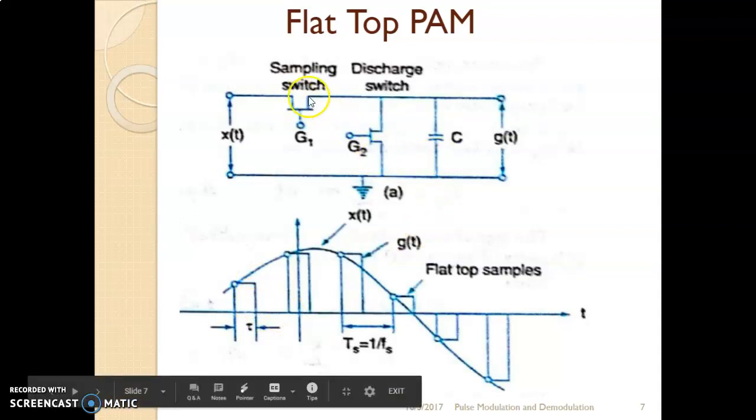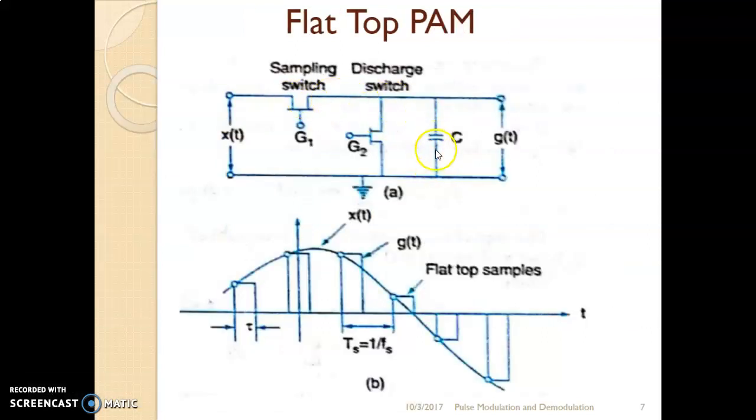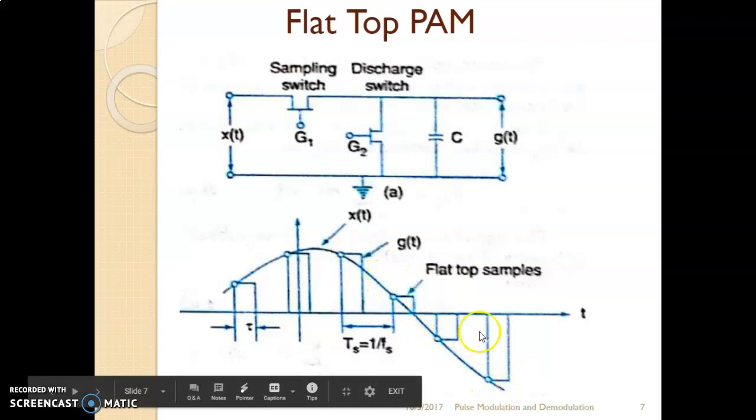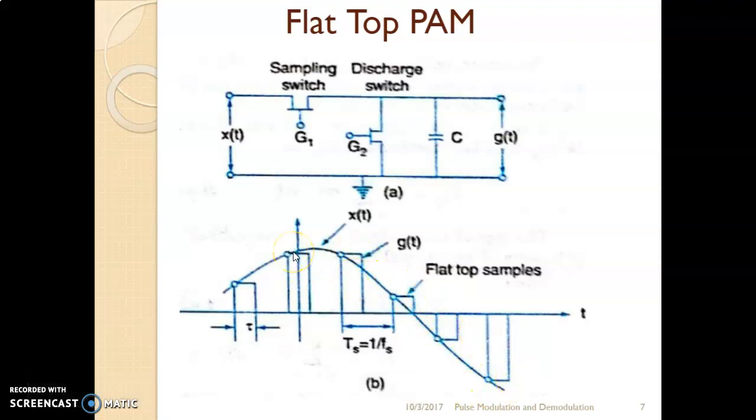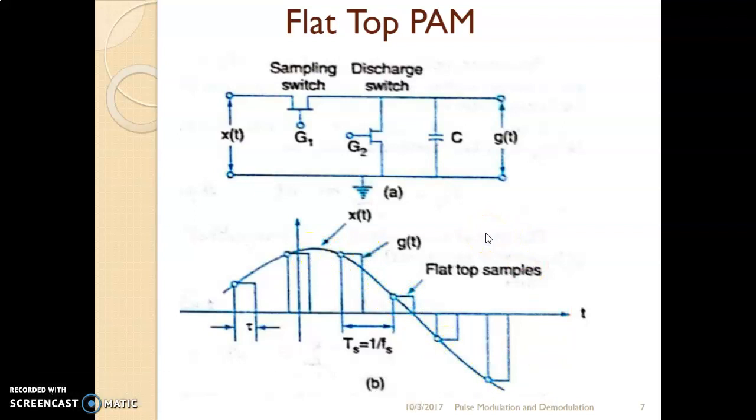So the capacitor charges through G1 and discharges through G2, and therefore G2 is called the discharging switch. During the period when the amplitude reaches the peak until the capacitor discharges, it is holding the charge. You can see everywhere it is holding the charge, and because of that you get flat tops, and this is called flat top PAM.